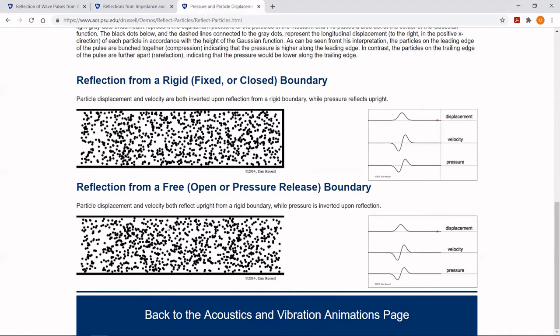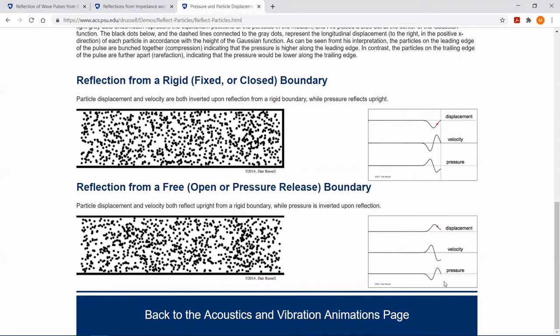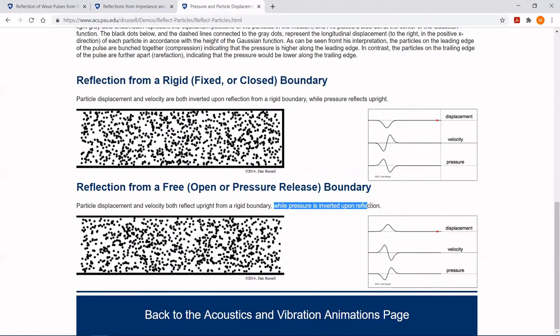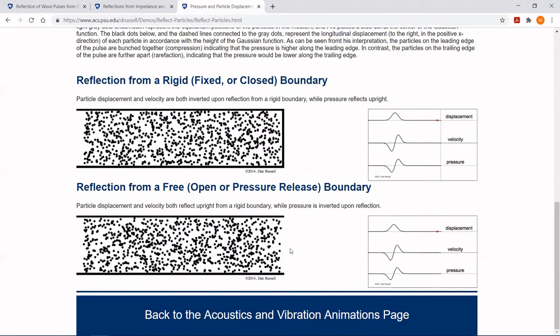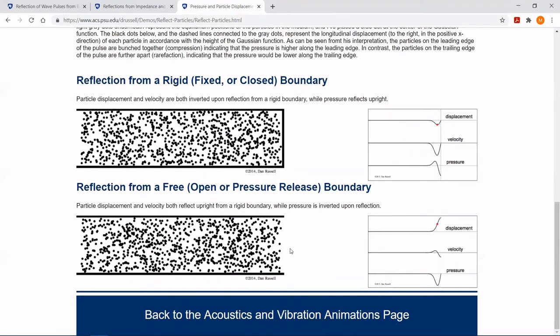for a closed end. For an open end, it looks like there is an inversion. And that rule is stated right here. Pressure is inverted upon reflection. Now, we're not going to need that fact. How would you prove that? You're going to need some physics beyond what's described in our book.